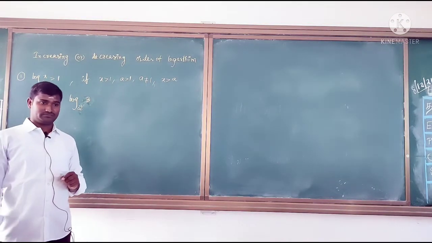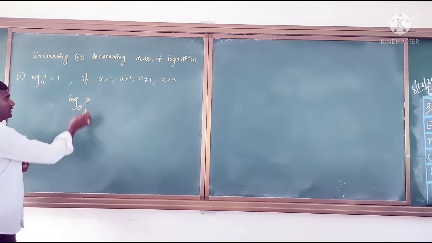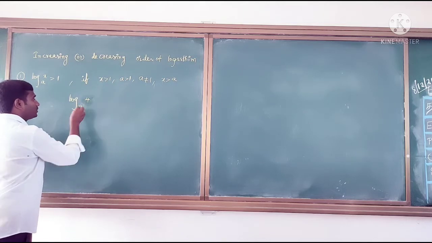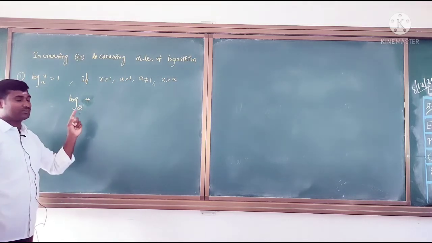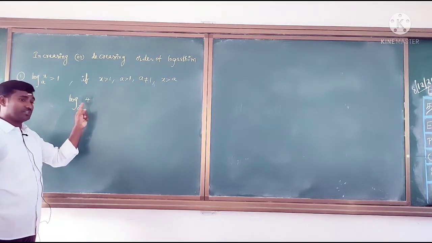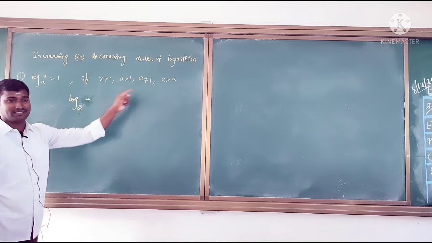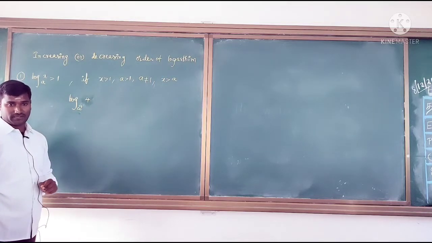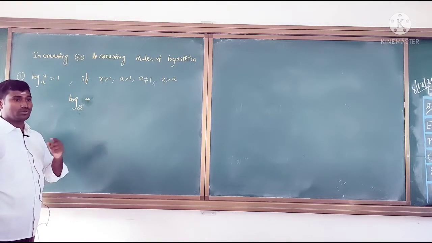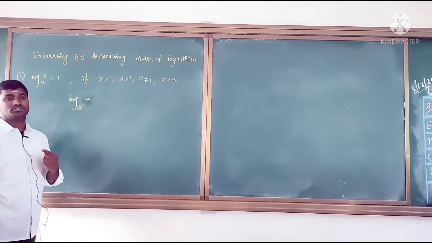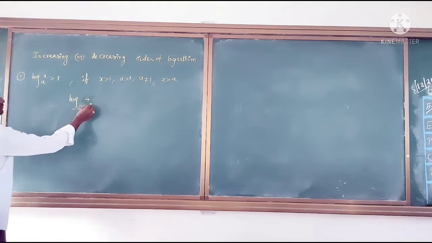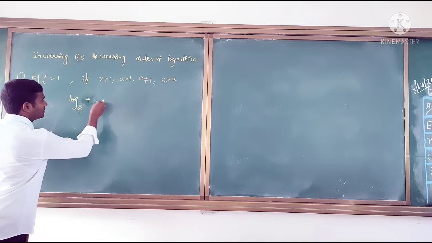To understand very clearly, you can take log 4 to the base 2. 4 is greater than 1, yes sir. 2 is greater than 1, yes sir. And 4 is greater than 2, yes sir. All conditions are satisfied. So log 4 base 2 value is how much? 2 only. 2 is greater than 1. So log 4 base 2 value is greater than 1.